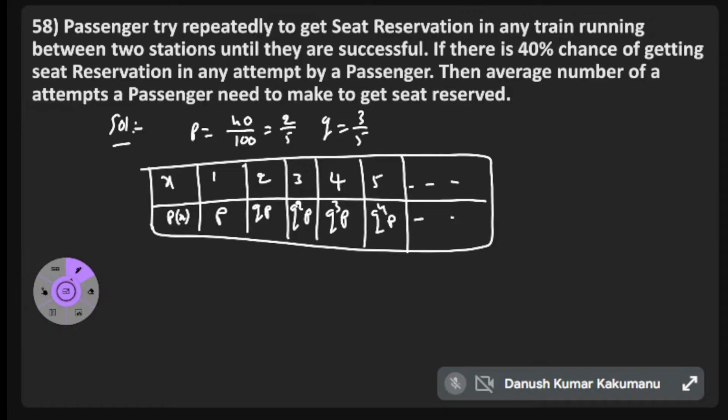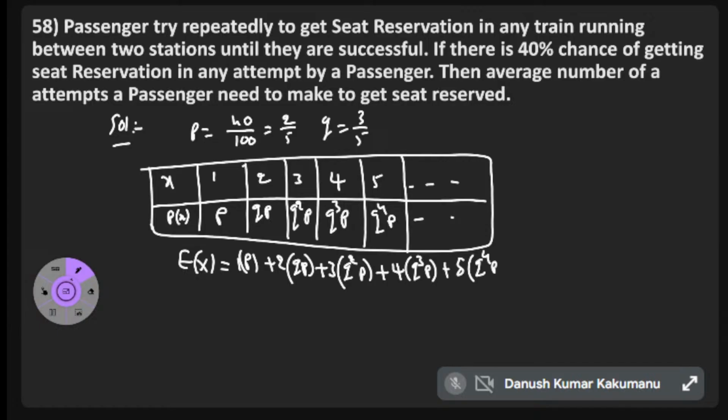What is the question asking? The average number of attempts a passenger needs to make to get a seat reserved. Average means what? E of X. What is the E of X here? All of you know: 1 into P, 2 into QP, 3 into Q square P, 4 into Q cube P, 5 into Q power 4 P, plus so on.